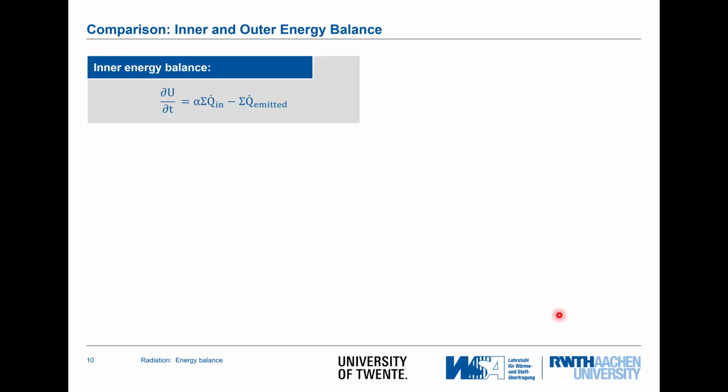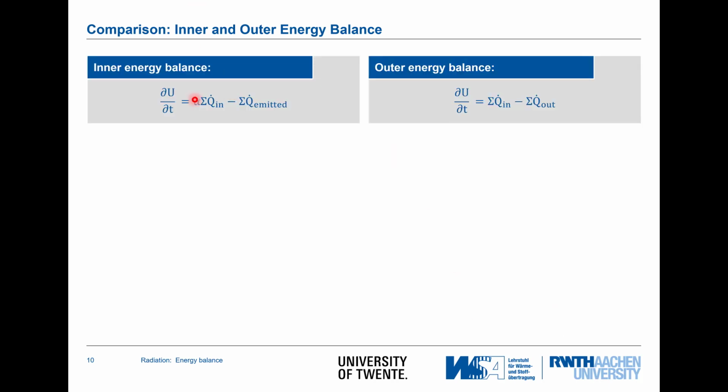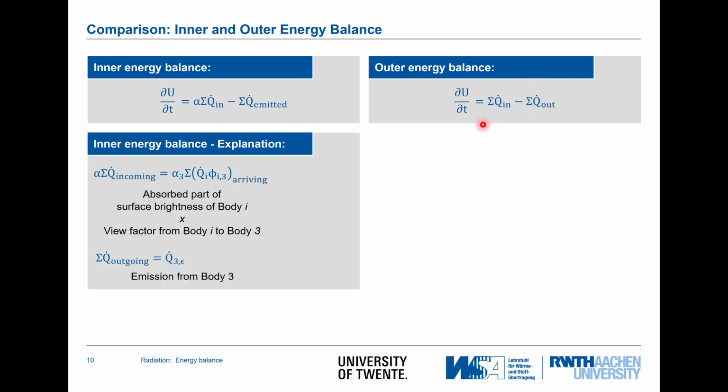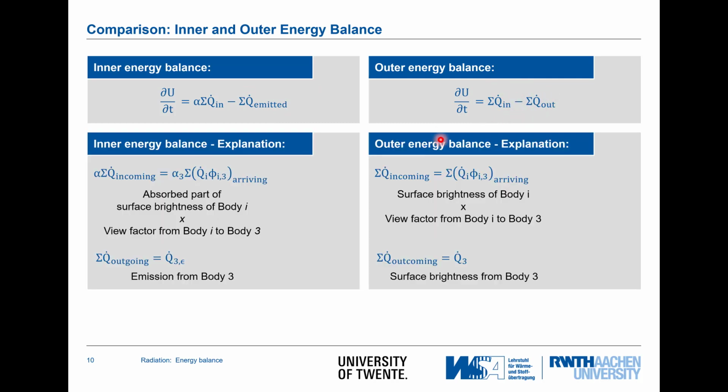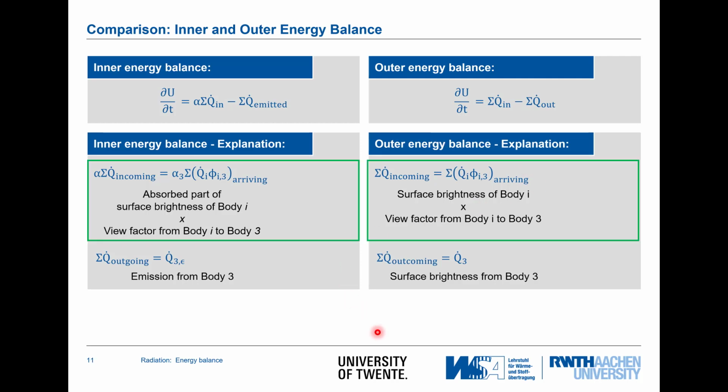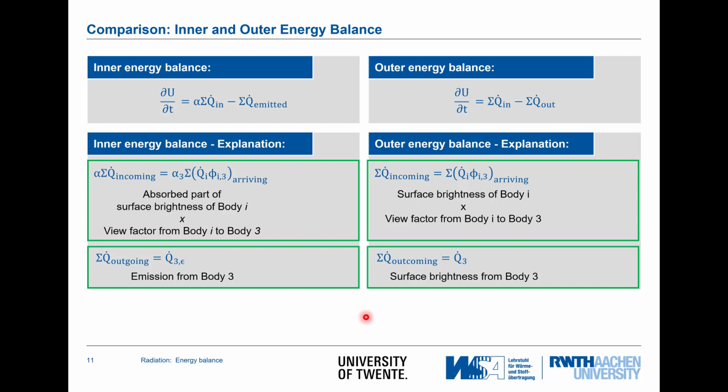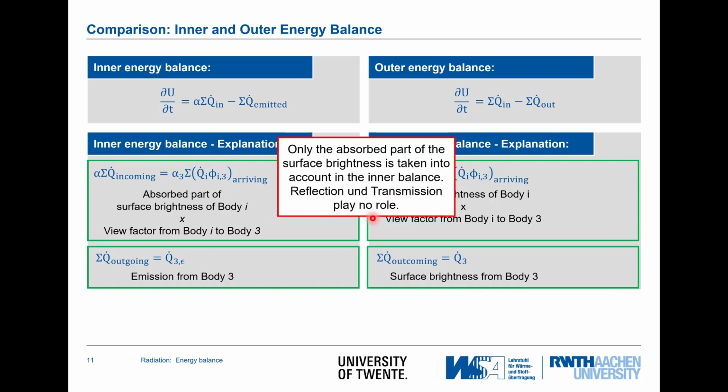Now let's compare the two. The balance written down looks similar, but notice that this is the absorbed part and that's the emitted part, whereas here we have all incoming and outgoing flows. These are the more detailed explanations that I showed. I'd like to summarize this here. We have the incoming and the outgoing ones. In the inner balance, only the absorbed part of surface brightness is taken into account. Reflection and transmission play no role.